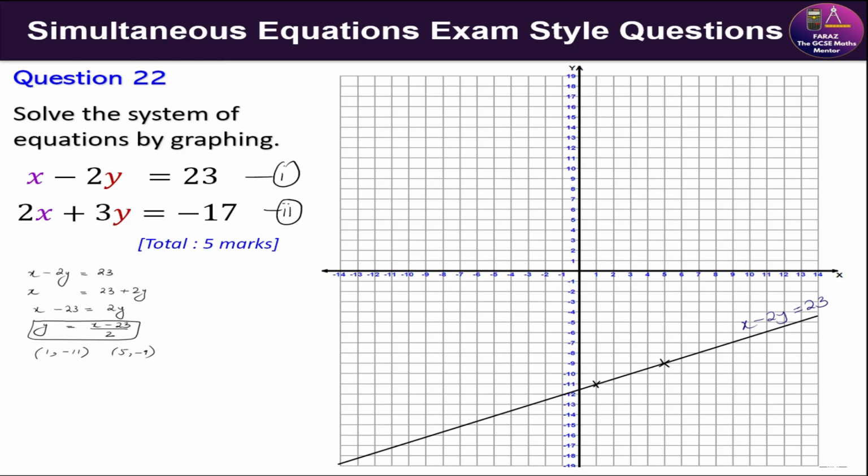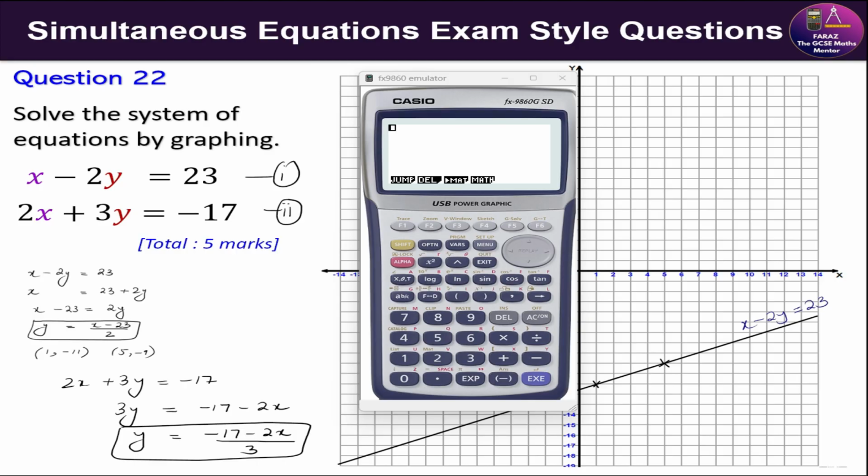Alright, let's do the calculation for the second one, 2x plus 3y equals negative 17. Here we have to make y the subject again. So we write the equation 2x plus 3y equals negative 17 and then make y the subject. That would give you 3y equals negative 17 minus 2x, and dividing by 3 on both sides, it will give you y equals negative 17 minus 2x over 3.